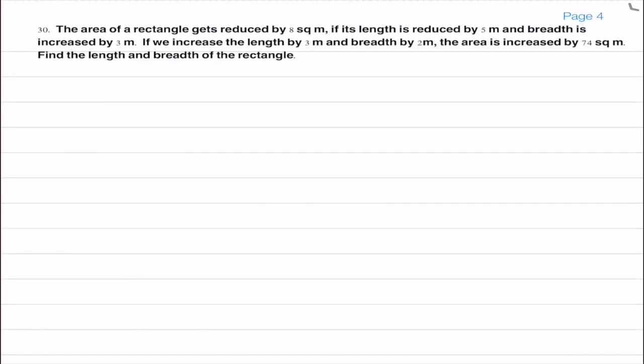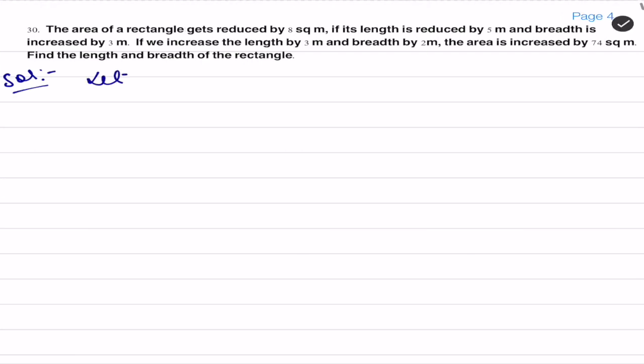So children, next we'll start with the next type of question, which is based on the area of a rectangle. The area of a rectangle gets reduced by 8 meters square if the length is reduced by 5 and width is increased by 3, and if we increase the length by 3 and width by 2, the area is increased by 74 meters square. Find the length and width of the rectangle. So first we'll suppose let the length of the rectangle be x and the width of the rectangle be y.